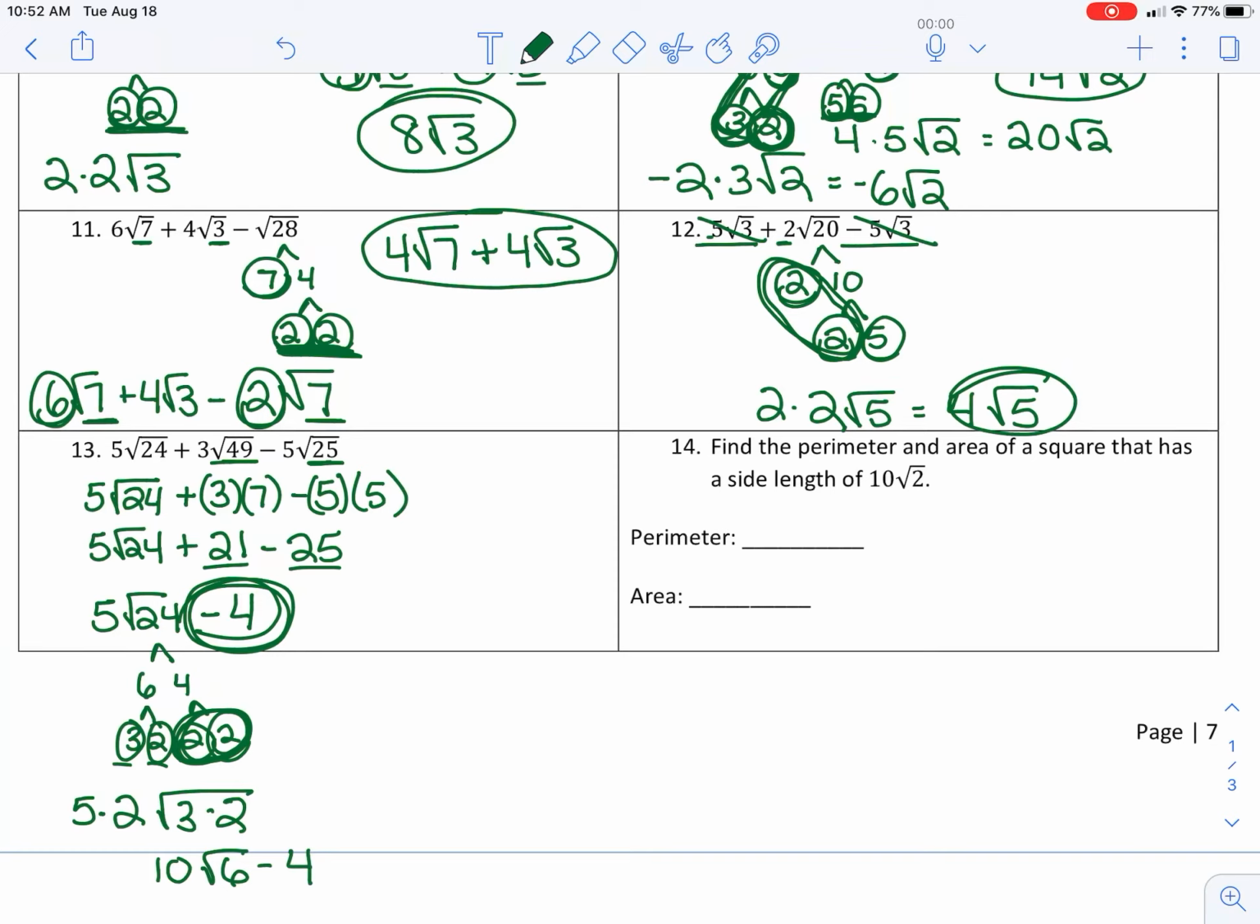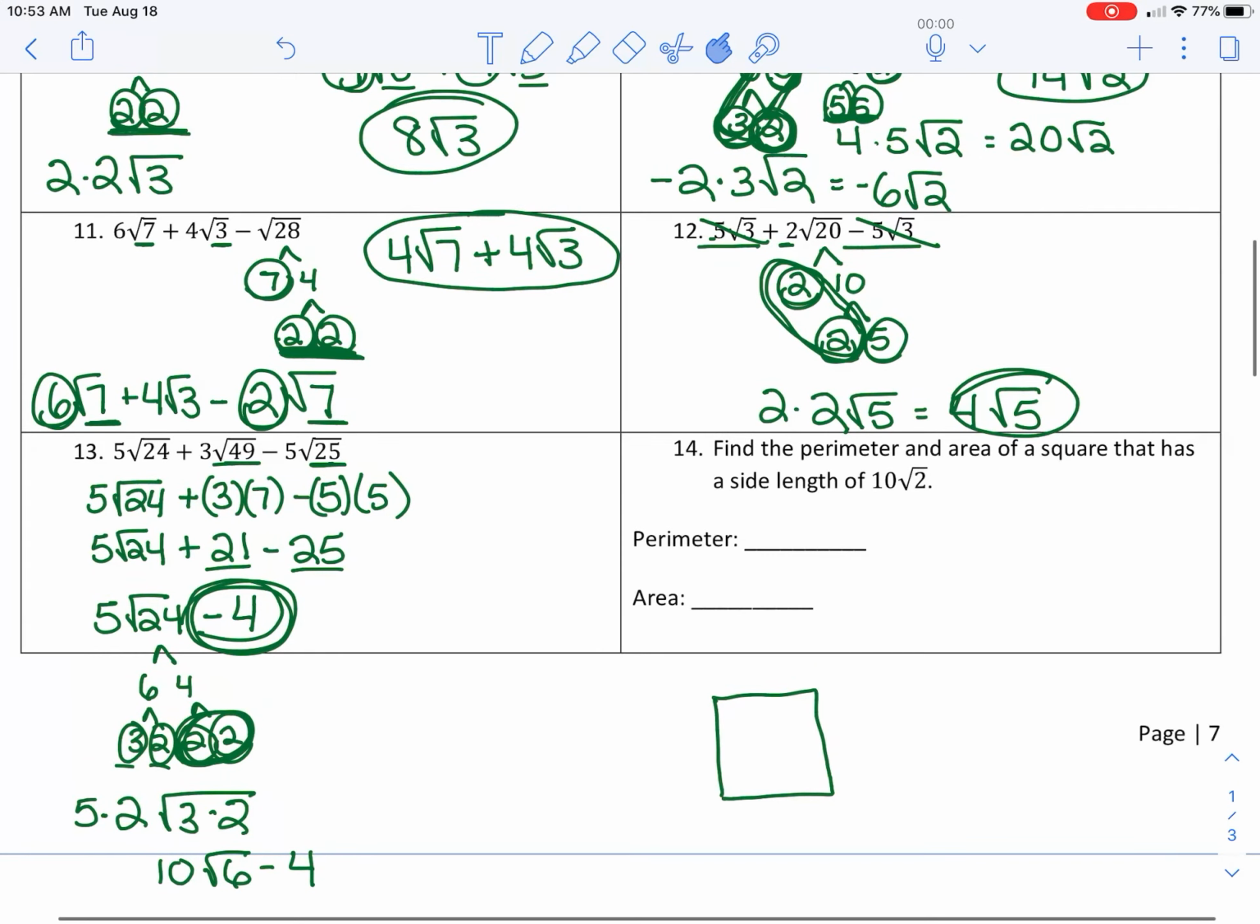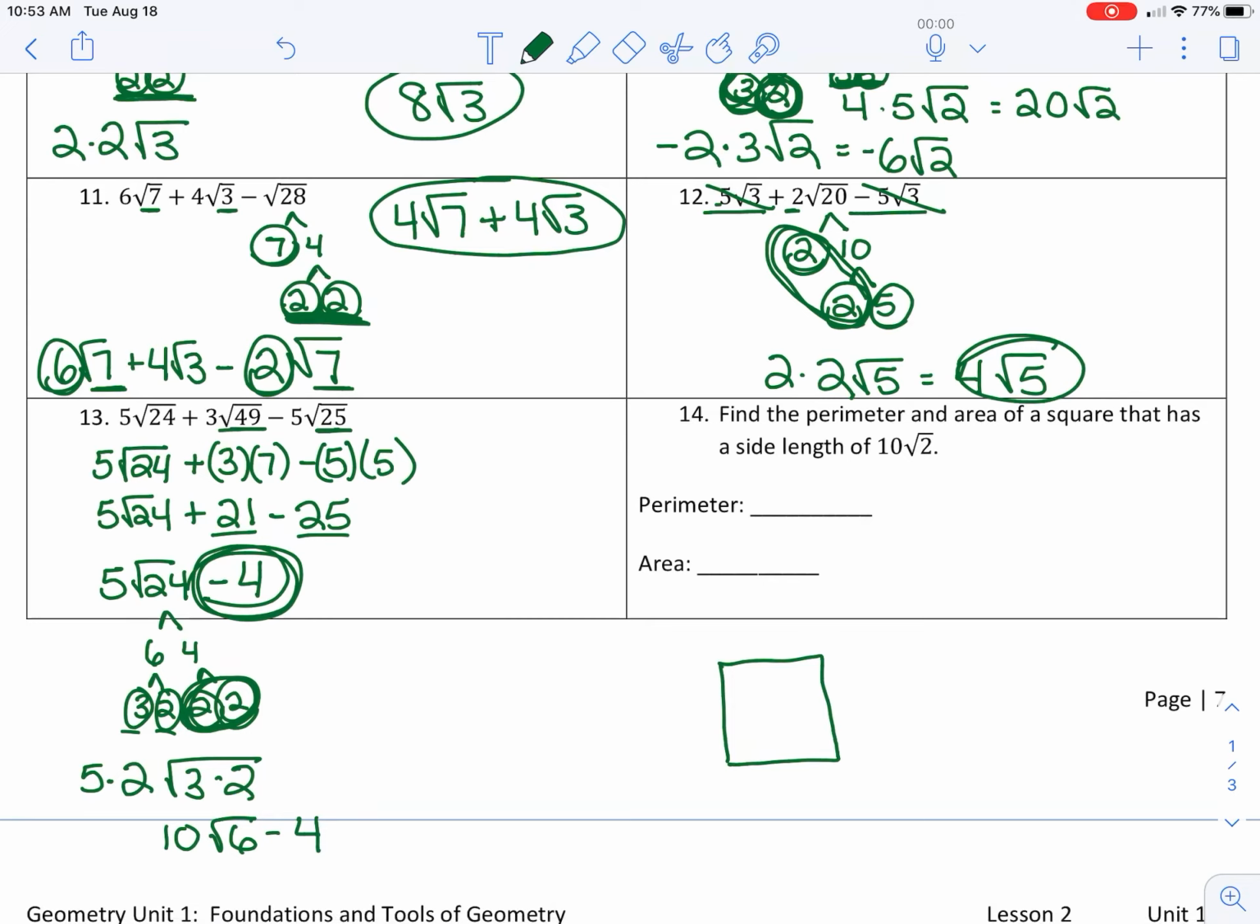All right, so then we have number 14. It says find the perimeter and area of a square that has a side length of 10 root 2. So it's only giving us one side length, but we should know from probably middle school and elementary school that a square, and don't make fun of my square. Let's see, am I able to, nope. I was going to try to make it pretty, but it's not going to work. Okay, we should know that in a square, all the sides are the same. So if I know one of my sides is 10 root 2, that means every single side of my square is 10 root 2.